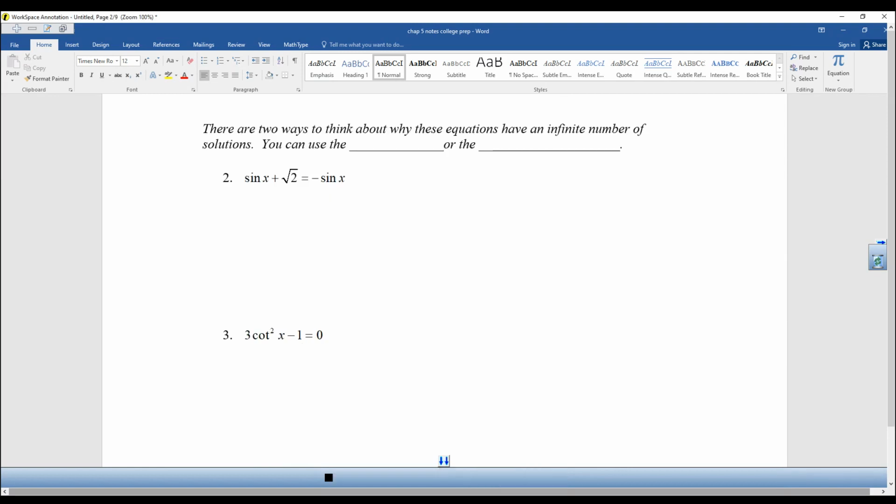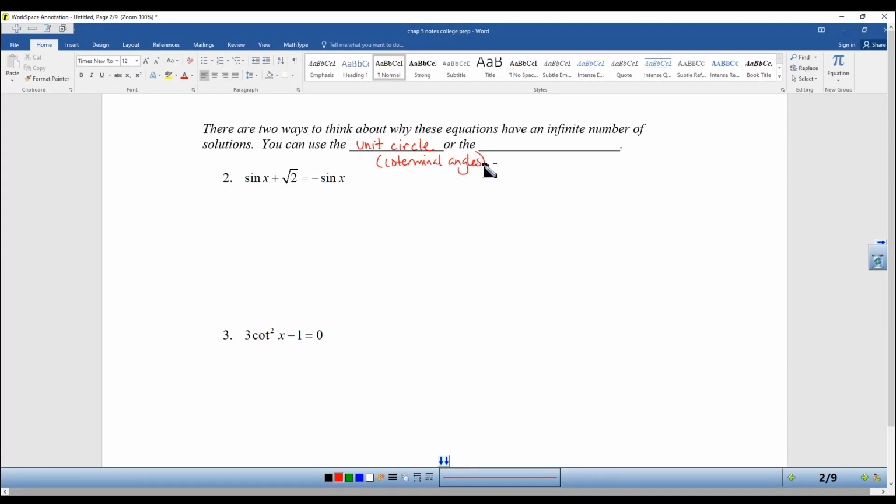So there is a note on that at the top of the next page, which is in the middle of your paper page. There are two ways you can think about why equations have an infinite number of solutions. You can use the unit circle and think about going around and around and around with coterminal angles.